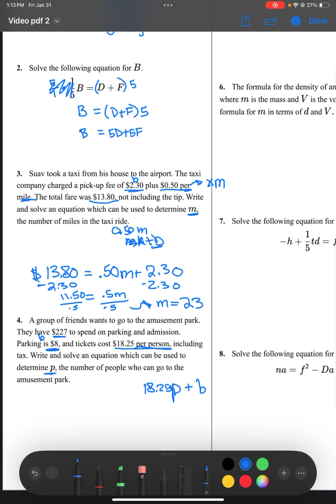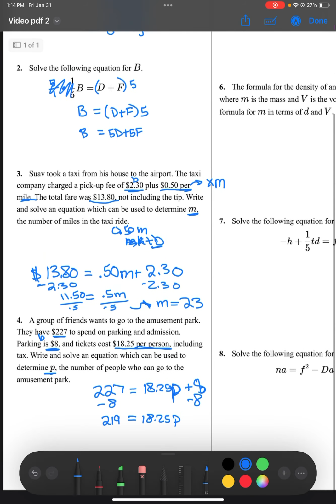That's a bad P, I apologize. And our cost, or our limit, or our total, whichever works, is 227. That B is the $8, so we can make this $8. So then, minus 8 from both sides. We're left with 219 equals 18.25 times P.